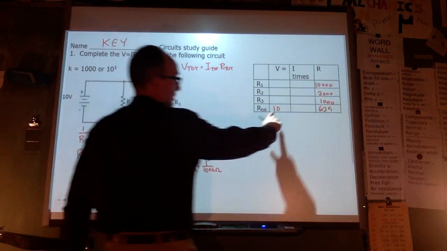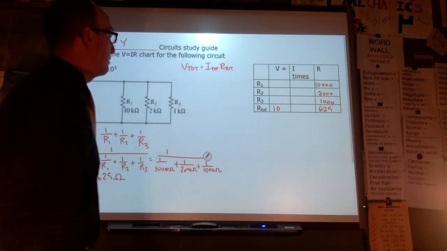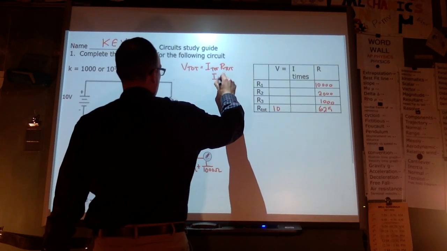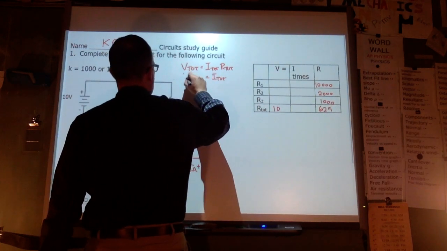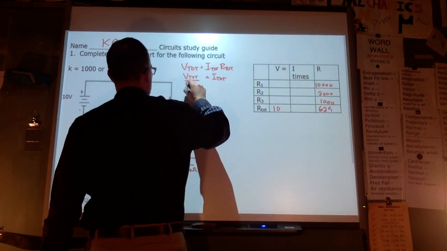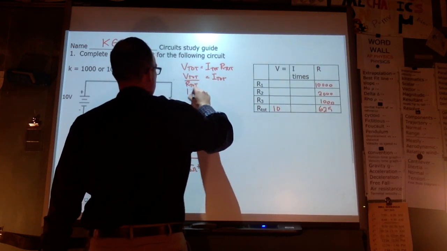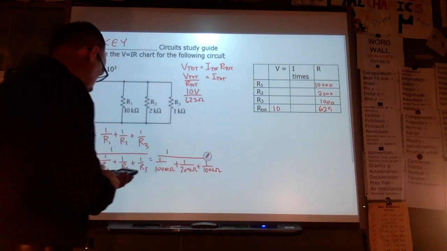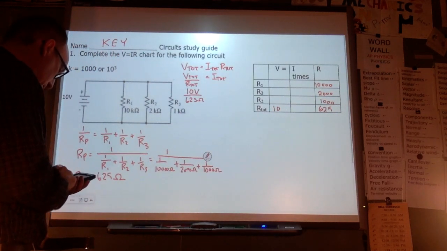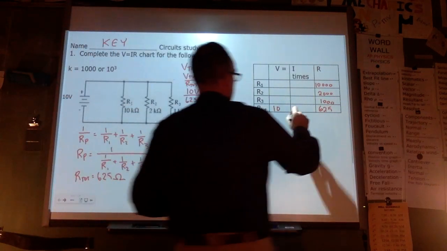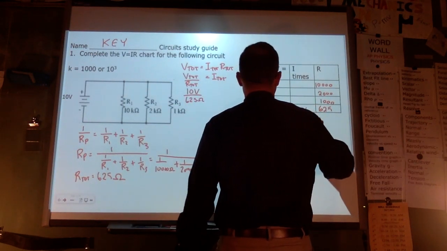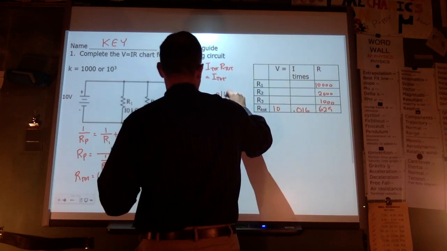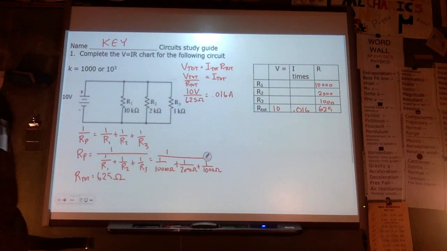So that's for this row, because I have two things in this row. I'm going to get the one in the middle. And so if I want to get I total, I'm going to divide by R total. And that's going to be 10 volts divided by 625 ohms. And so I got 0.016 amperes. So capital A would be for amperes.